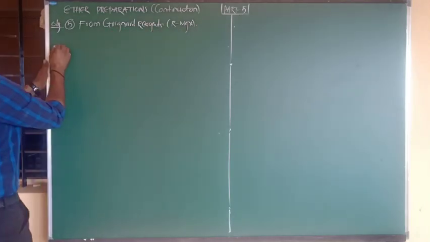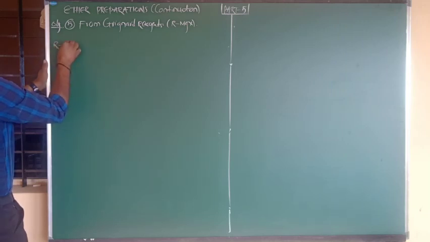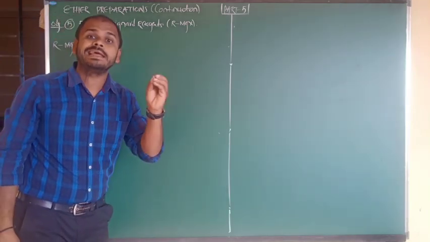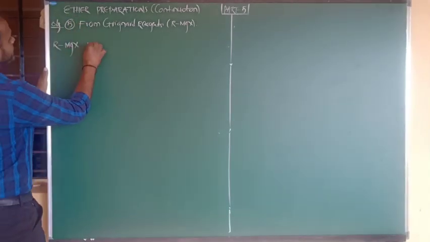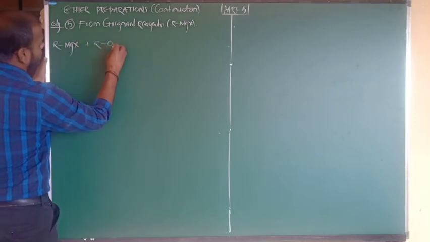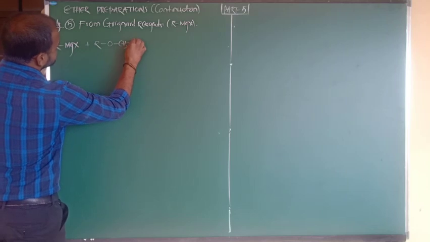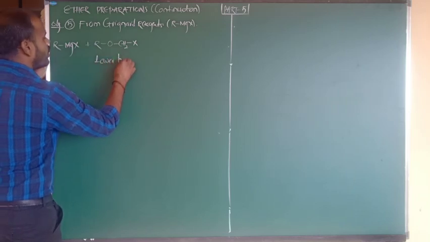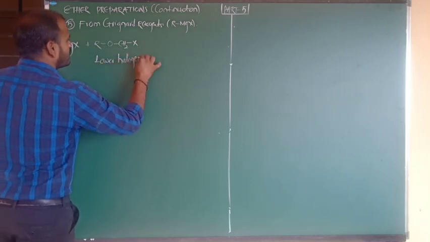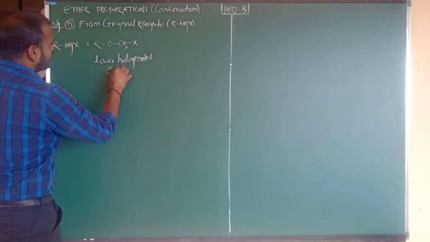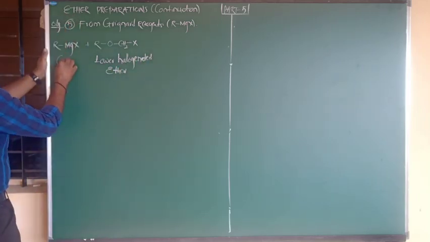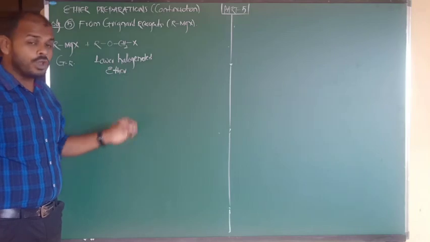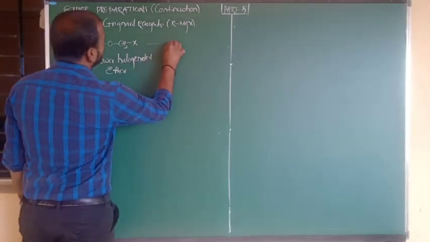From Grignard reagent, what is the formula of Grignard reagent? RMgX. Upon reaction with lower halogenated ether. What is the formula of lower halogenated ether? R bonded to O, O bonded to CH2, CH2 bonded to X. This compound is nothing but the lower halogenated ether. And RMgX is nothing but what, beta? Grignard reagent.